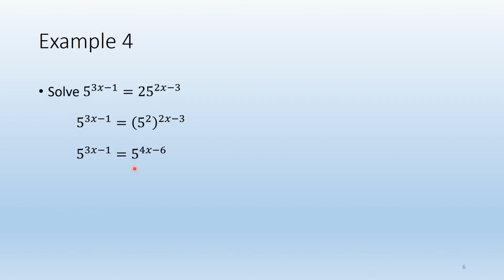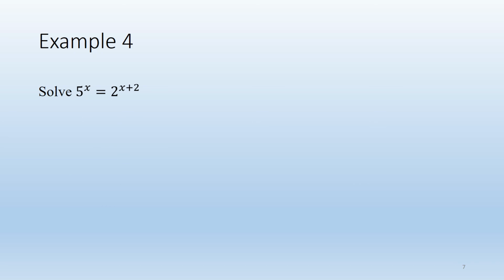And once again, seeing that we have the same base on left and right hand sides, we can equate those two indices. Solving that, we'll have 1x left here if we subtract 3x from both sides, and the 6 we can add to both sides, which will give us x equals 5.